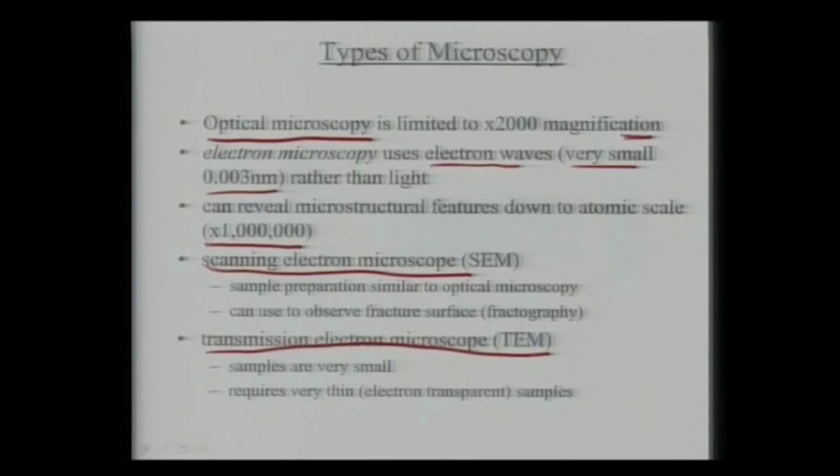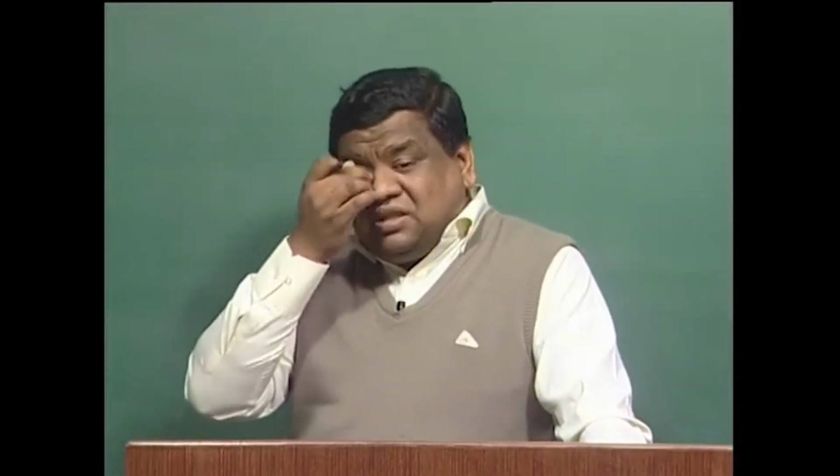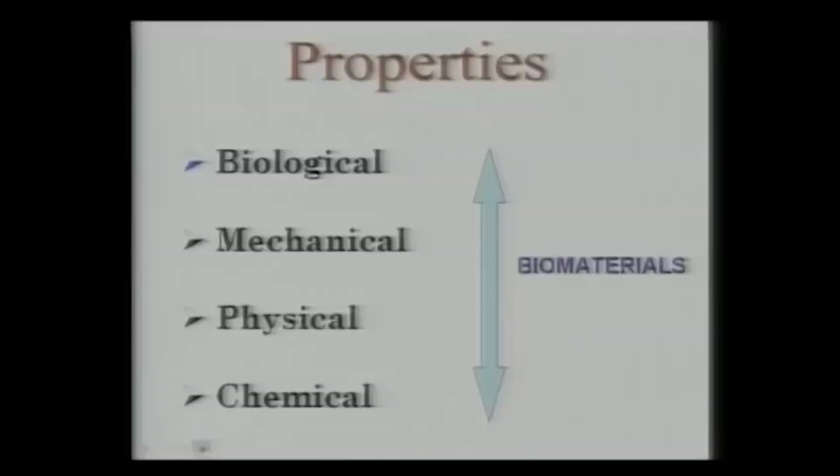Now scanning electron microscopy is very easy as far as sample preparation is concerned, because bulk samples can be used. For the transmission electron microscope, the samples need to be very thin, and these thin samples are required because they should be electron transparent. That is one of the important criteria for samples to be used in the transmission electron microscope.